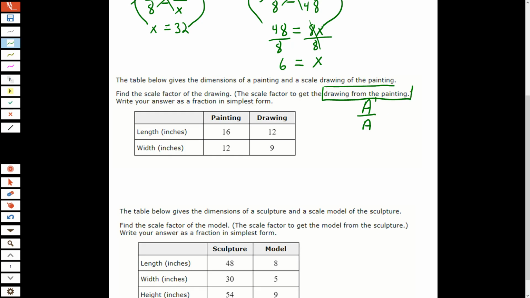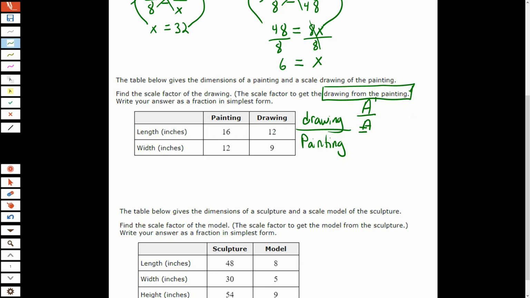Look at the keywords here. So what do you have to do? It's looking for the drawing from the painting. So all you really have to do is go drawing over painting, right? Which actually makes sense because the drawing is your A prime and your painting is your original. So let's try it and see.